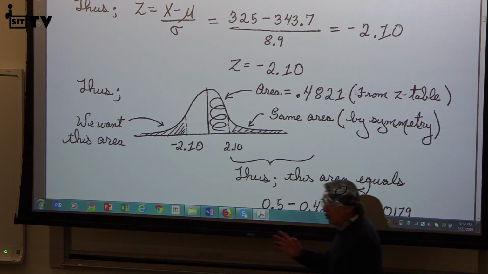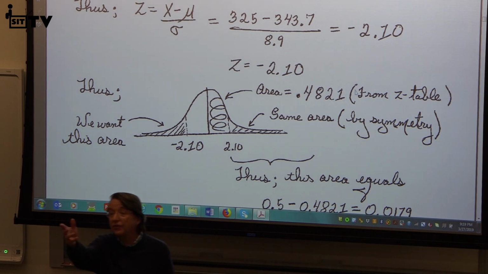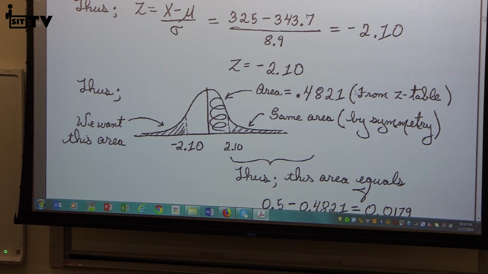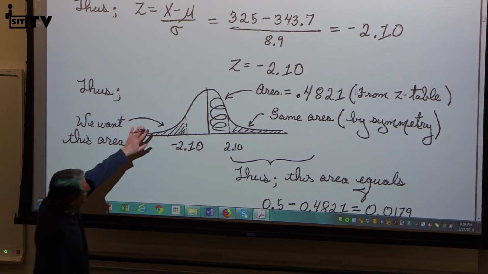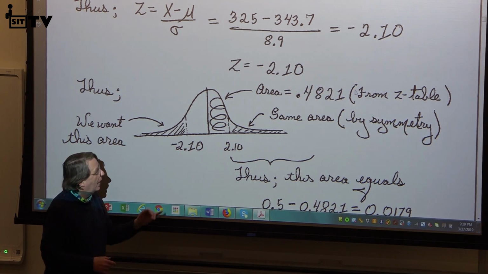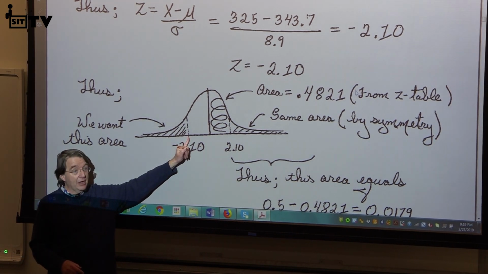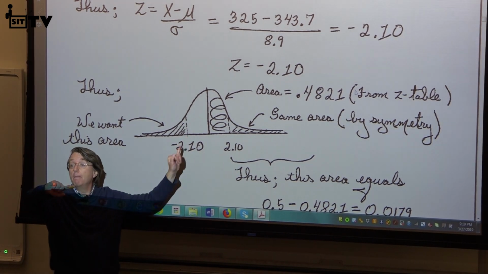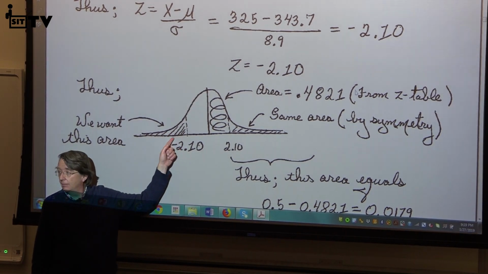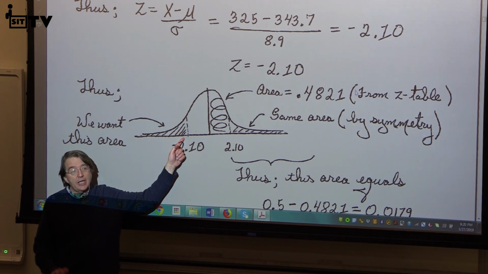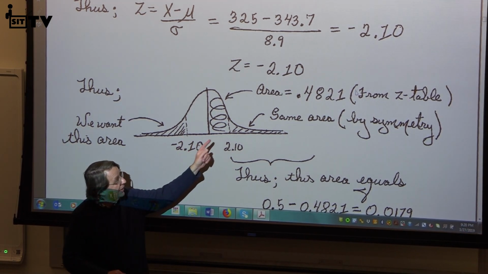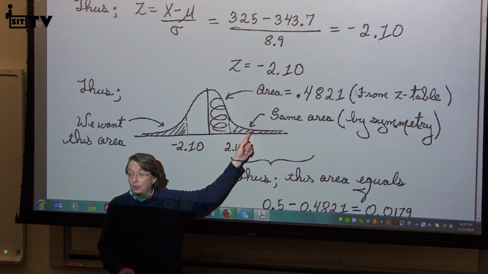Now, I don't know about you, but I have to draw this. Once I draw it, I see it, I got it. So I just do a quick sketch of the Gaussian, and I say, look, what am I looking for? I'm looking for this area here of being less than minus 2.1. That area is what I want. So I say, great, how do I get that area? Well, the first thing I notice is that's the same as this area because of symmetry.